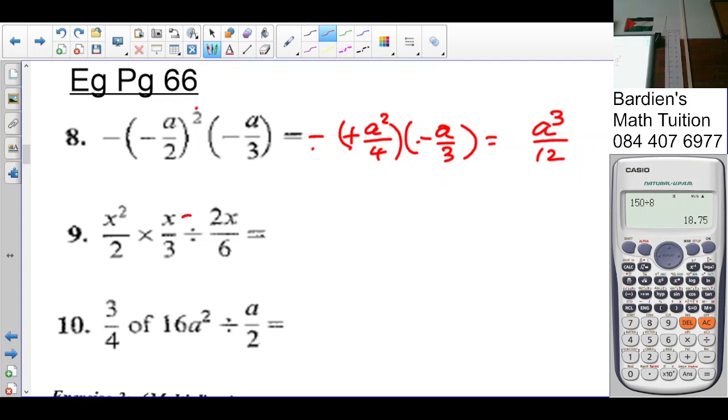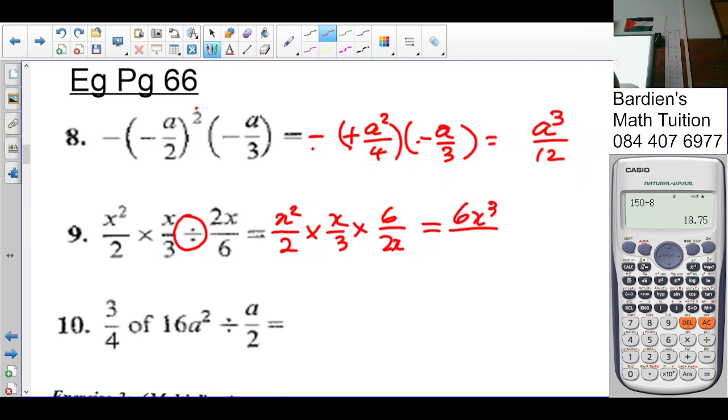Okay, so the first thing is we need to change that to multiplication. The question is to simplify. Yes, I did that. Okay, so that's going to give you x squared over 2 times x over 3 times 6 over 2x. You understand this? This means multiplication. So what is x squared times x? X cubed. And x cubed times 6? 6x cubed. What is 2 times 3? 6 times 2? Times x?